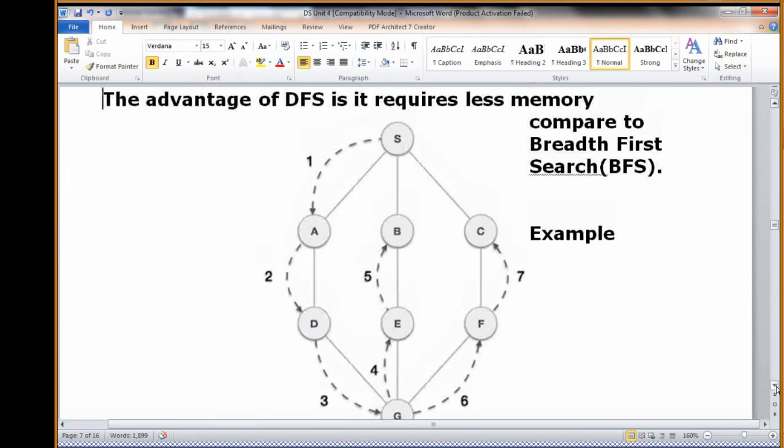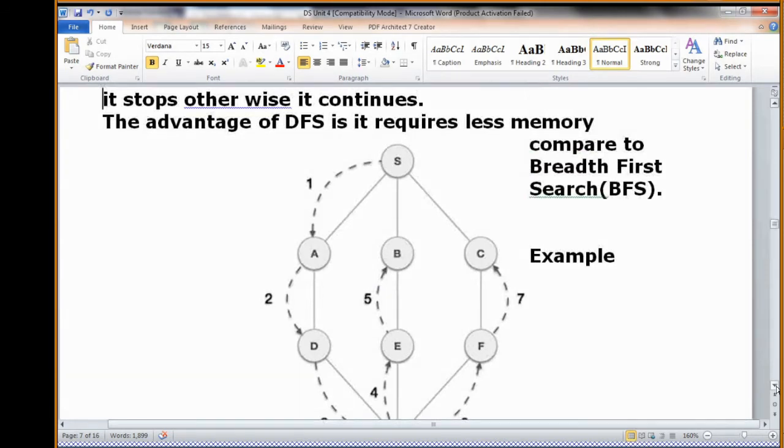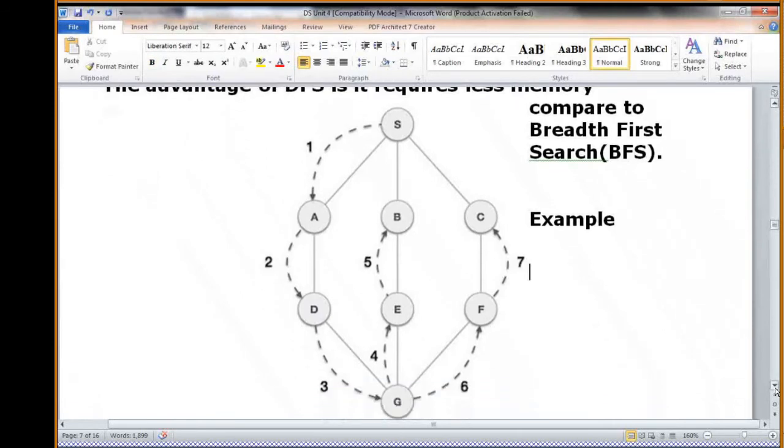The main advantage of DFS is that it requires less memory when compared to breadth first search, because in breadth first search the levels also have to be remembered. So note down. Generally this is important from an examination point of view, and also important from a project point of view. It is also very important from an interview point of view.